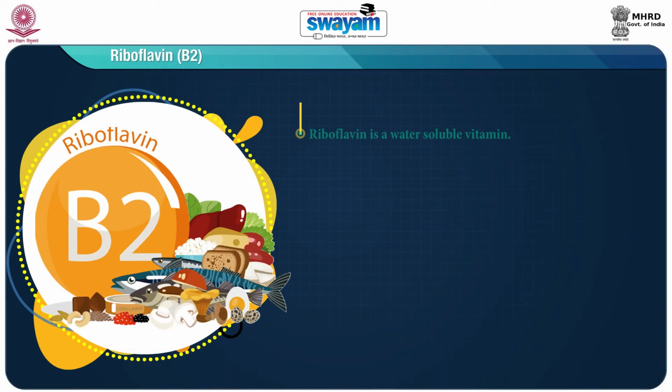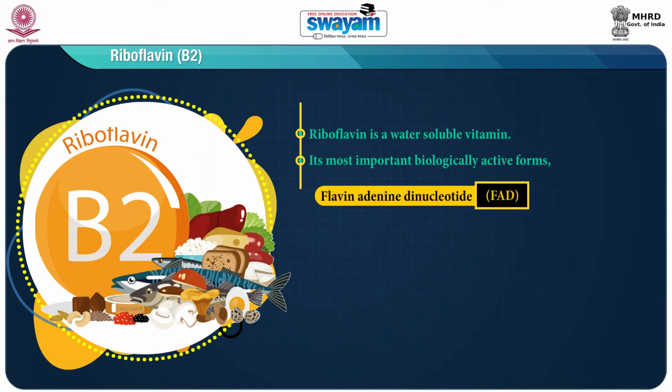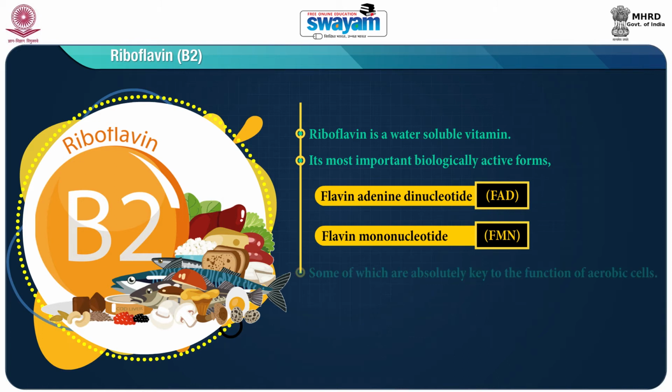Accordingly, it has been demonstrated in vivo in mice that thiamine deficiency induces fiber cell degeneration of the eye lenses. Riboflavin is a water soluble vitamin. Its most important biologically active forms, flavin adenine dinucleotide, that is FAD, and flavin mononucleotide, FMN, participate in a range of redox reactions, some of which are absolutely key to the function of aerobic cells.